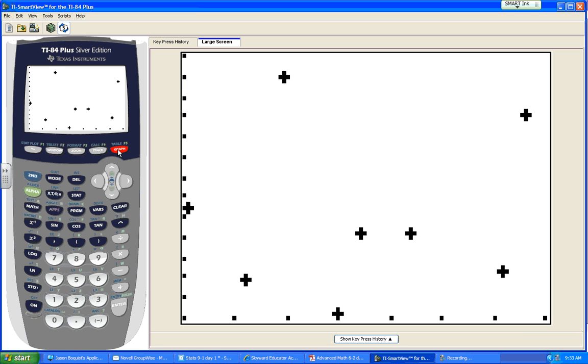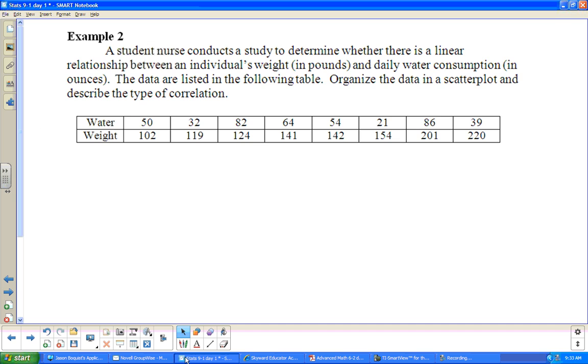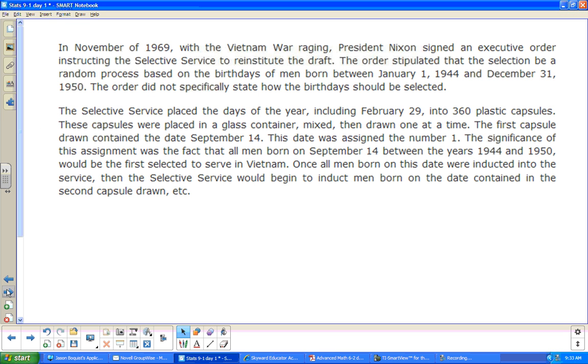All right. I don't believe you have this on yours. Maybe you do. Do you have something on the back? No? Okay. This is just something for us to look at then that is historical. I'm sure you're familiar with Vietnam. Nixon basically said that they were going to draft people. So they had to figure out how they were going to draft people. And so if you were born between January 1st, 1944 and December 31st, 1950, you were possibly going to be drafted. But what they did is they based it on your birthday.